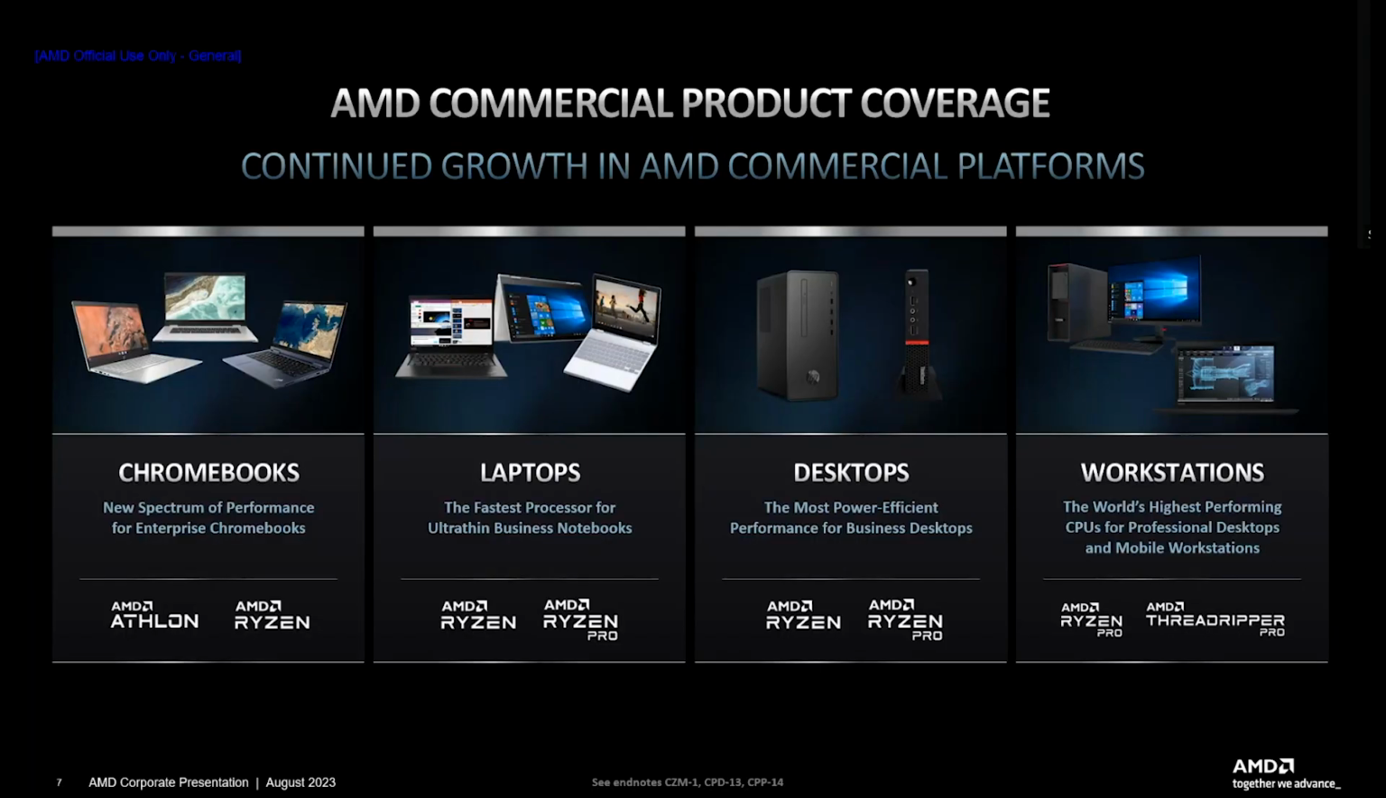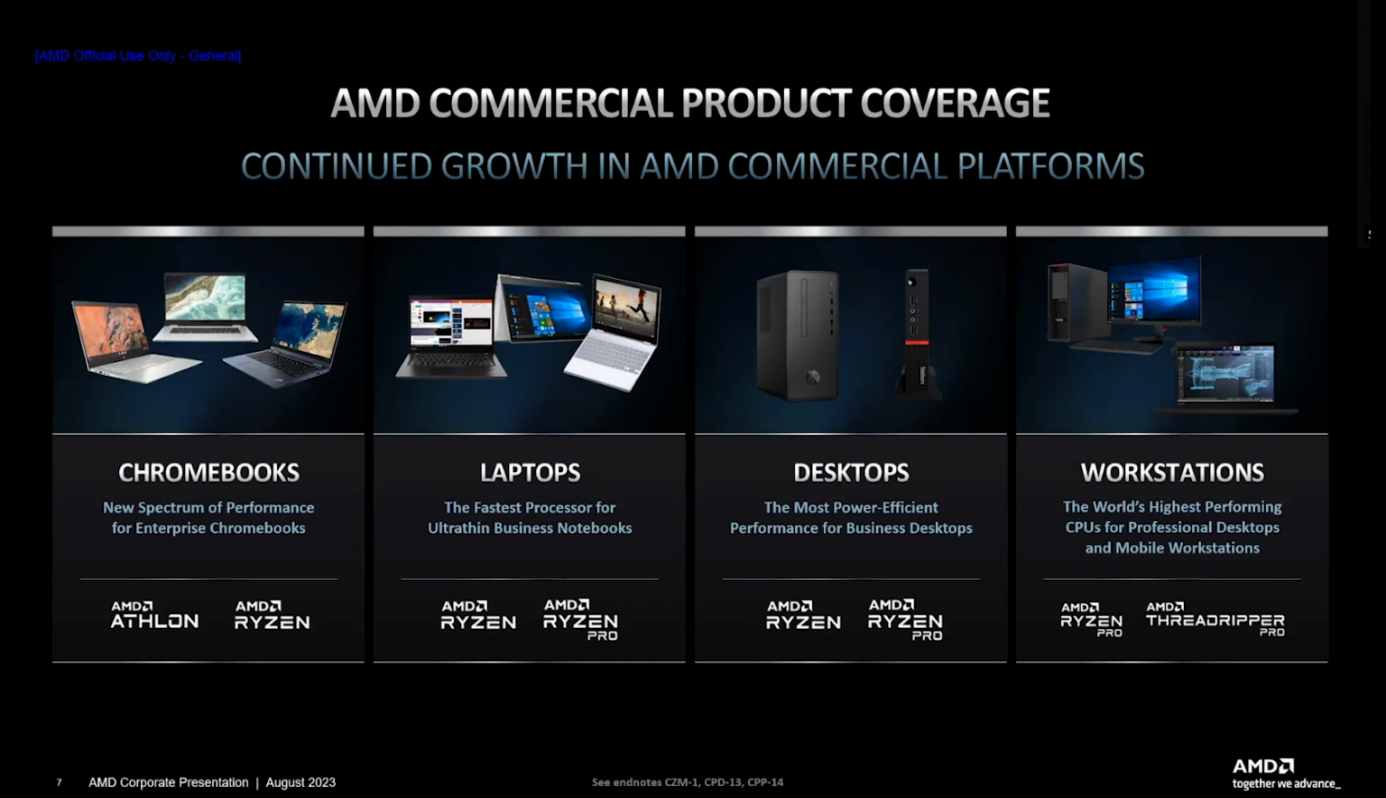I will go to another slide. This is our product portfolio, the client portfolio actually. For Chromebooks, we have Athlon and Ryzen processors available. For laptops also the same, Ryzen and Ryzen Pro. Ryzen Pro, I told you earlier, is the Pro processor available with the APU. In desktops also, Ryzen and Ryzen Pro are available.